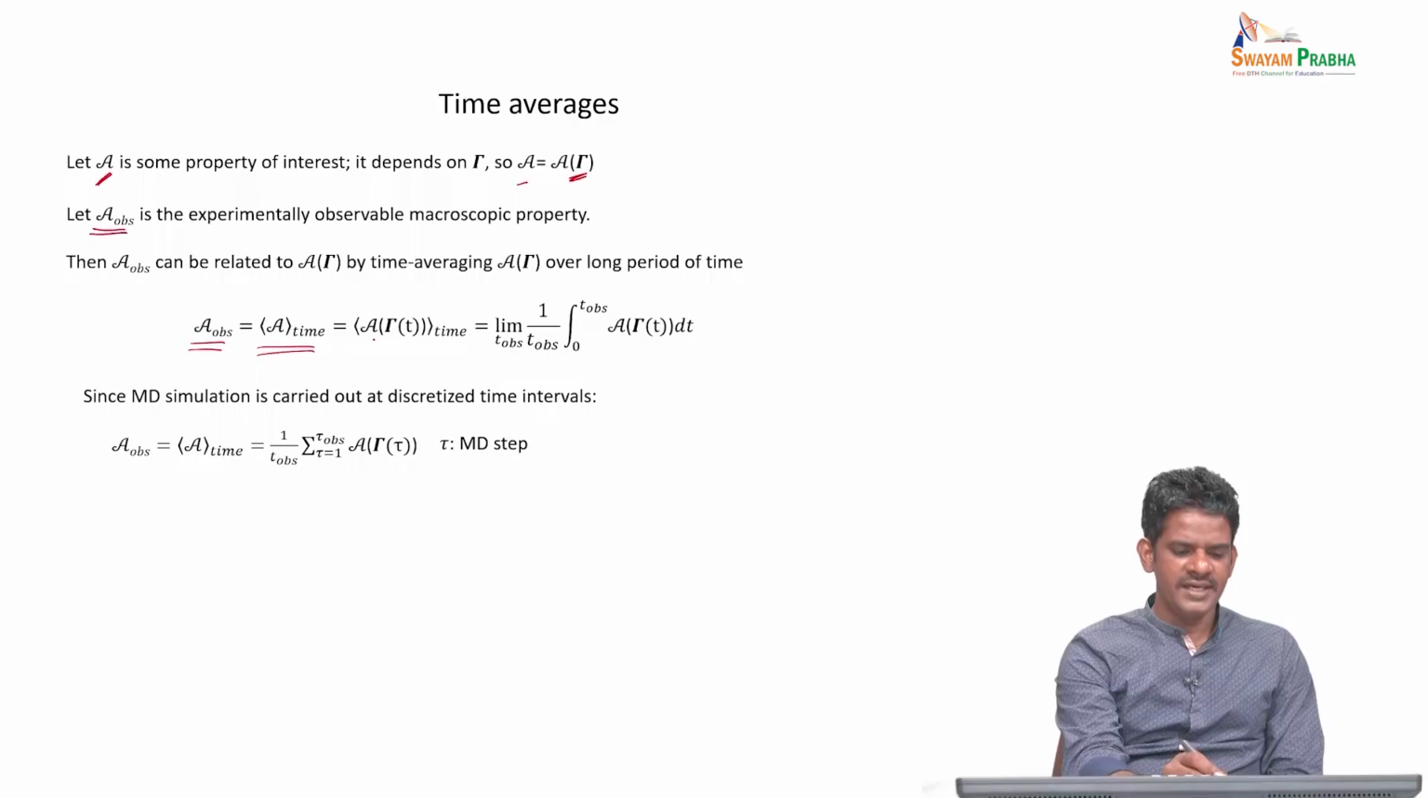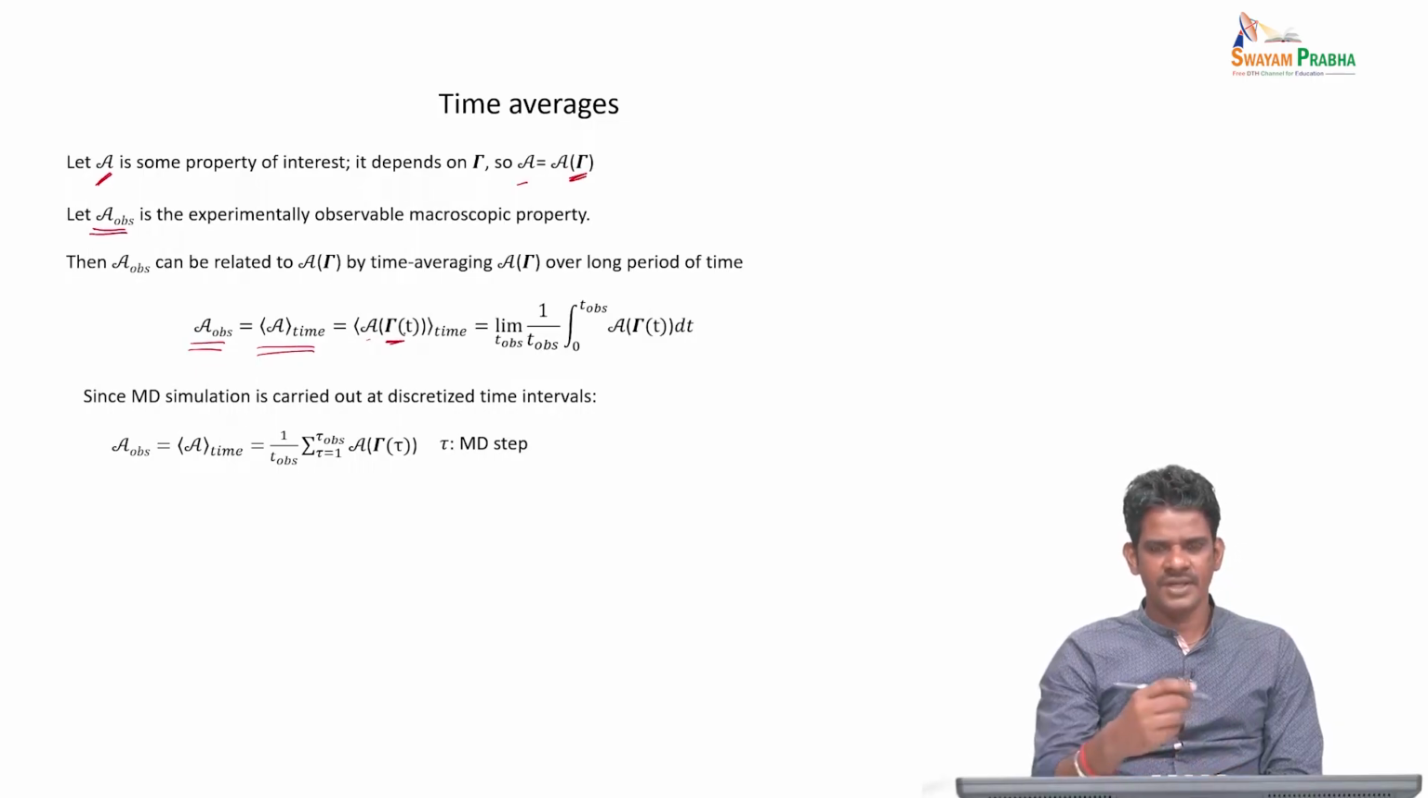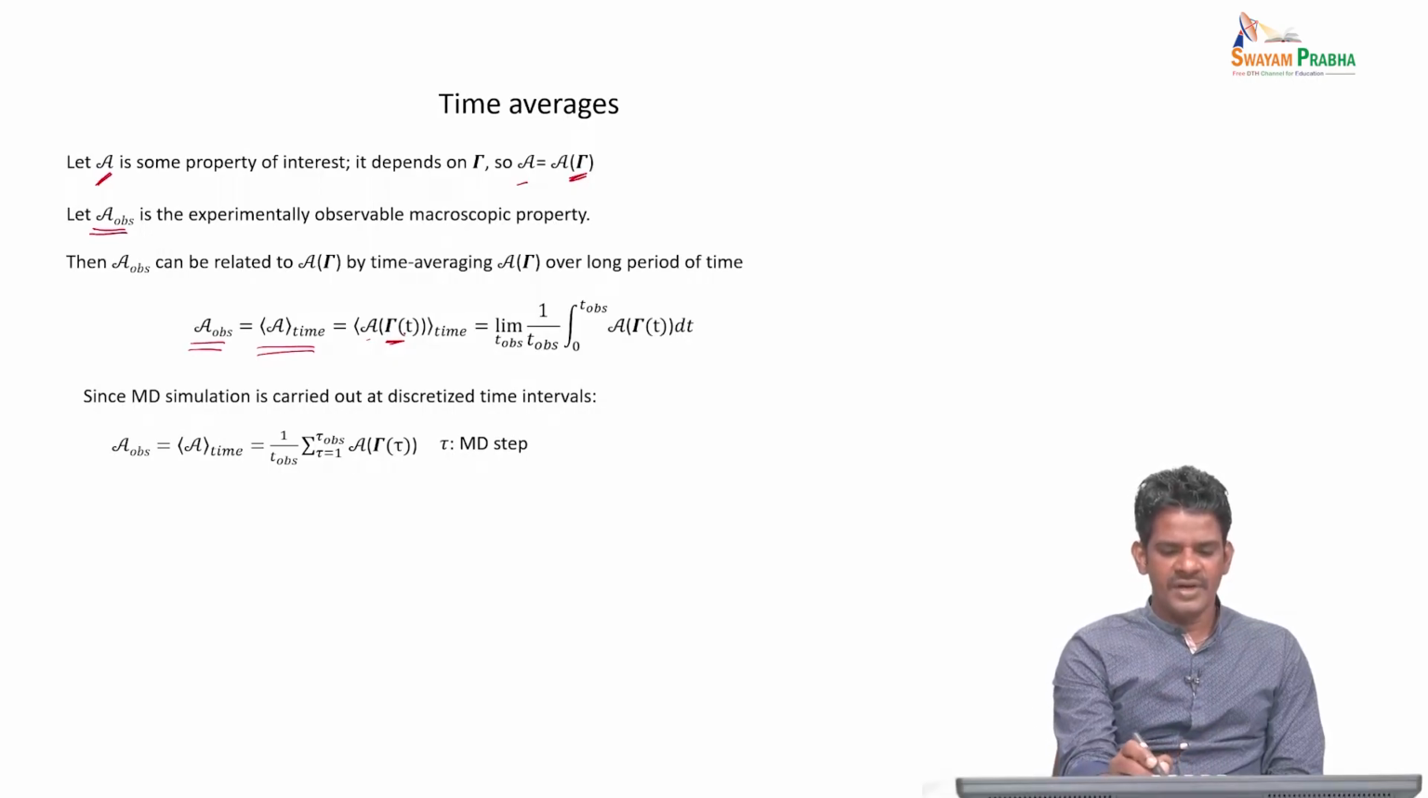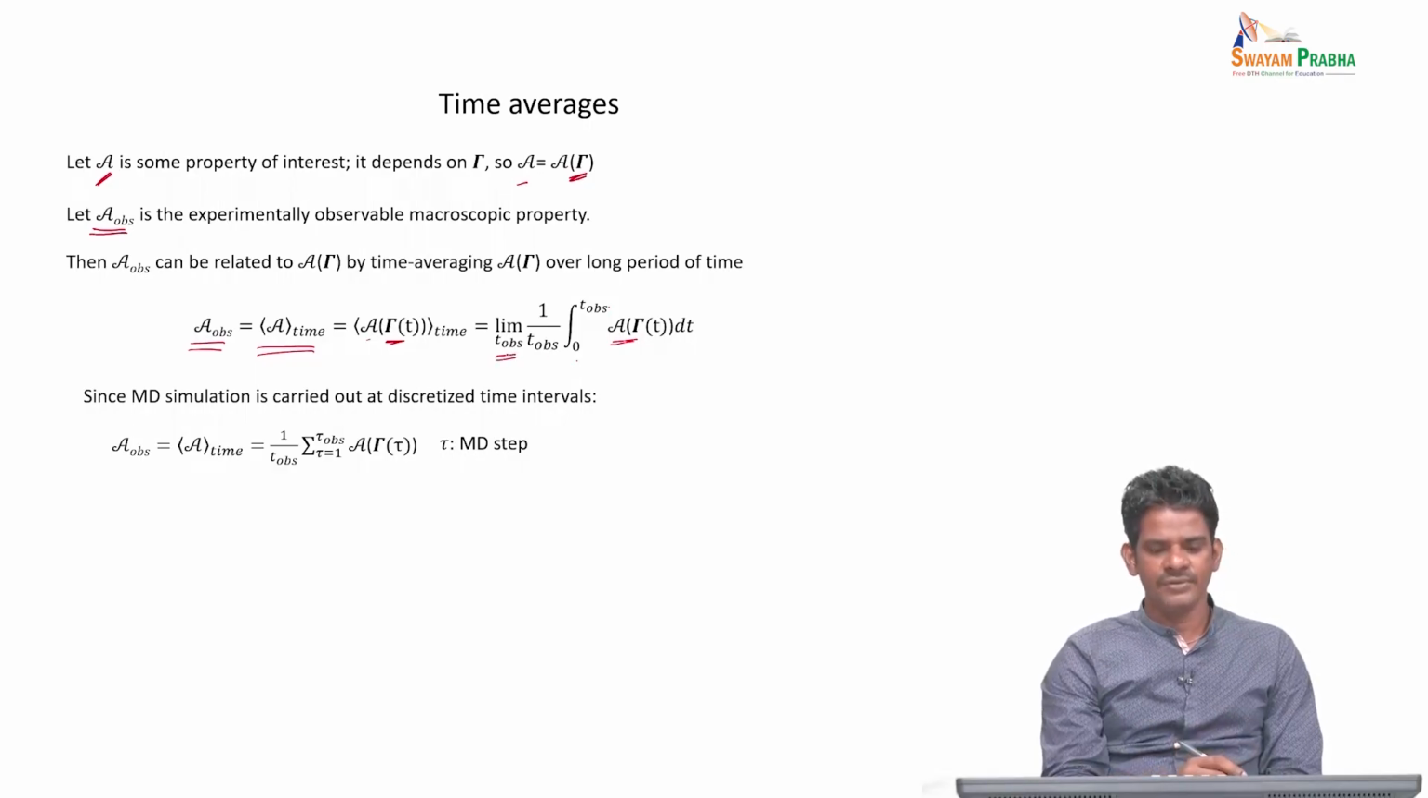And we also say that this property A depends on the microstates. That's how it fluctuates over time. Mathematically, you can write that if you observe the property A over a time from 0 to some t observed, and then you do the time integral of this value and divide by the total time, in the limit t goes to a very large value, you get a time average. So that's the way in which we do time averaging in MD simulations.